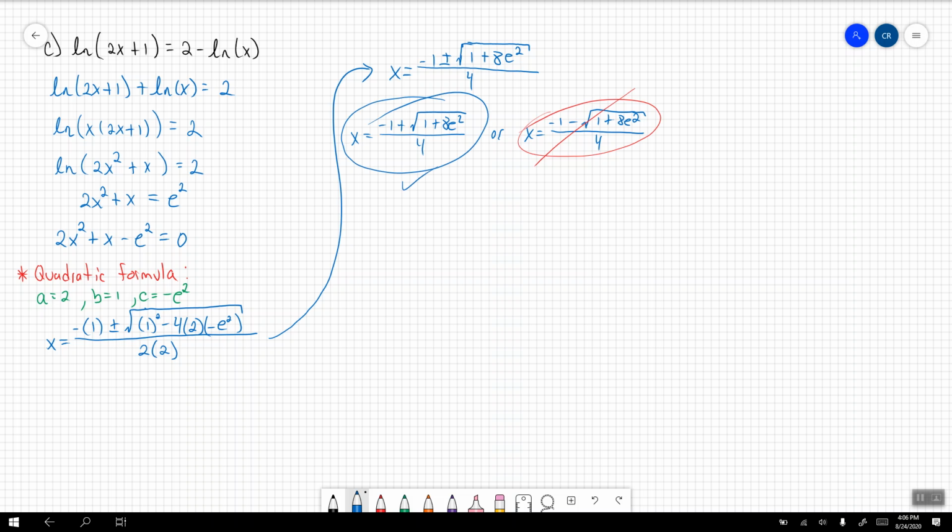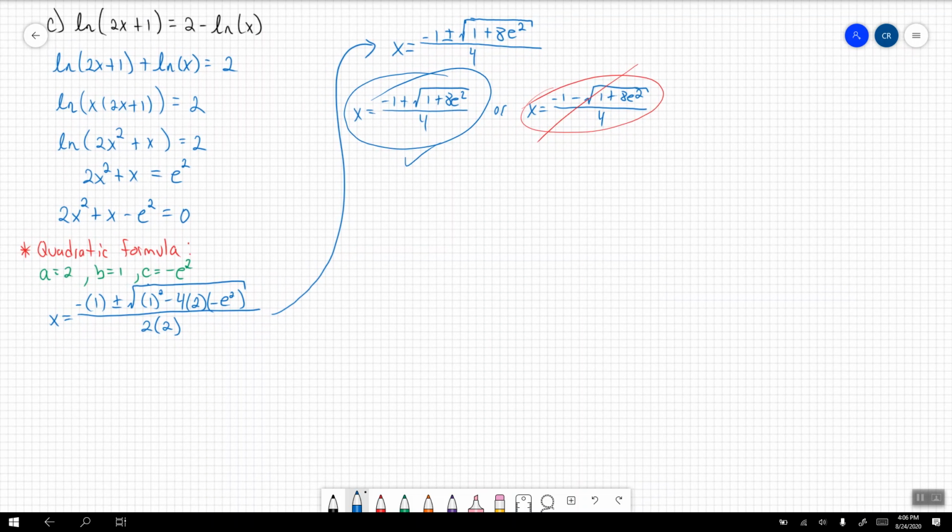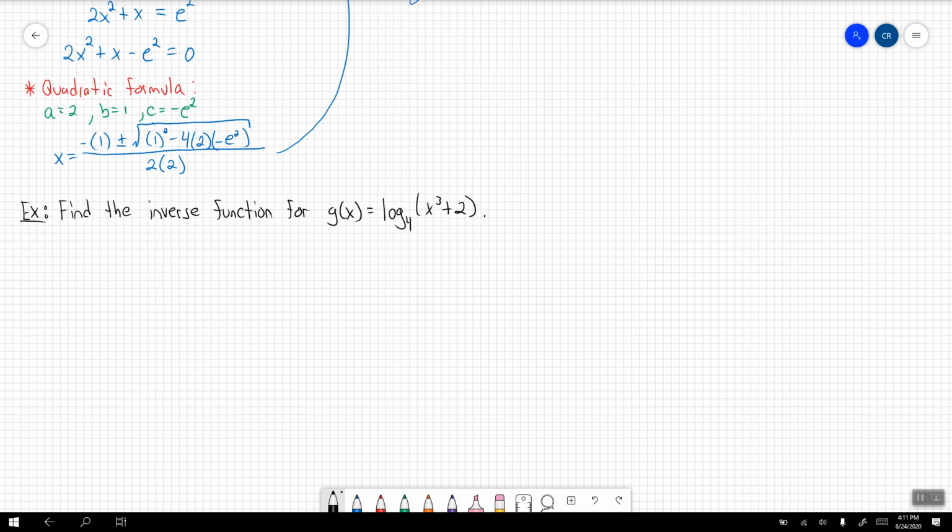Awesome. So that's a little bit more calculus style of logarithms that we want to find. Now let's work with finding an inverse function, which will kind of rely on some of the methods that we use in the previous sections. Here's the next example that I wanted to work on. This says find the inverse function for g of x, which is equal to logarithm base 4 of x cubed plus 2.